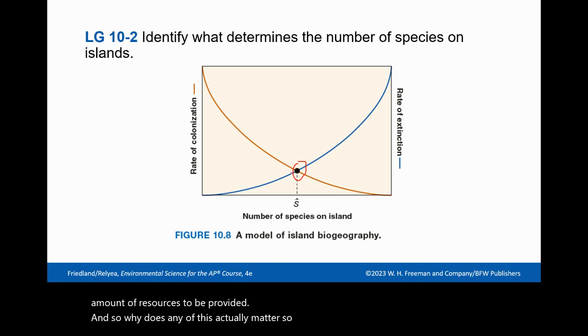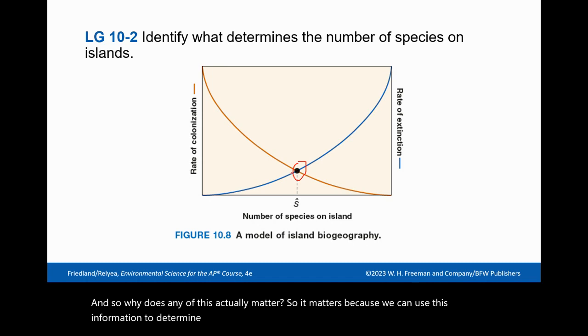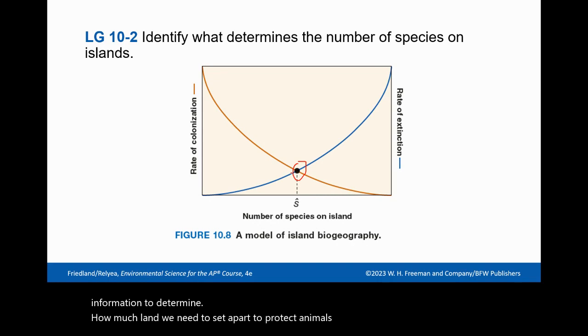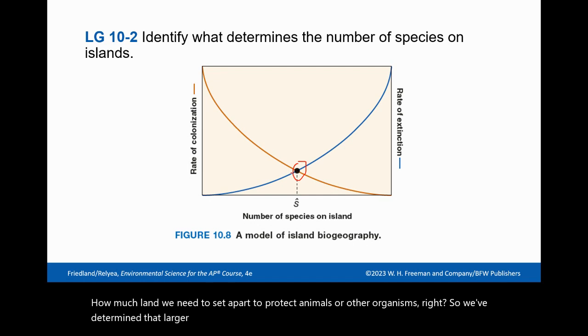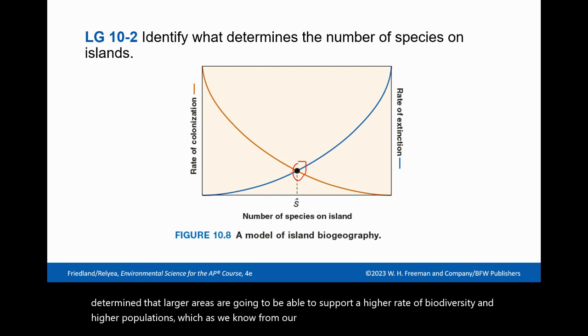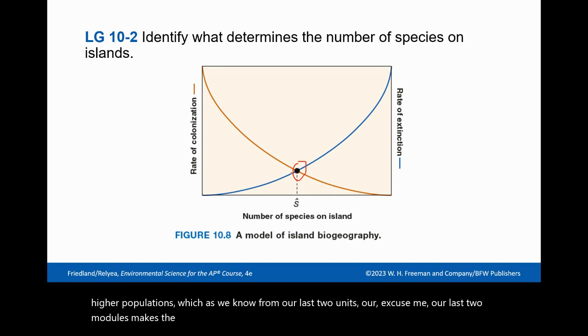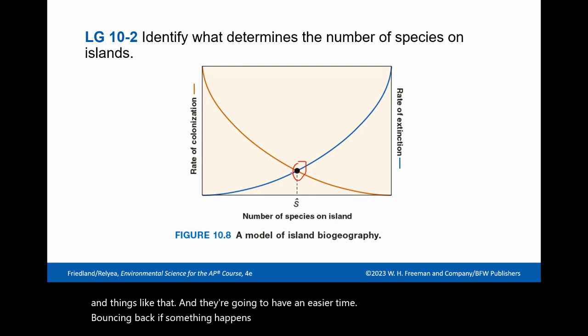It matters because we can use this information to determine how much land we need to set apart to protect animals or other organisms, right? So we've determined that larger areas are going to be able to support a higher rate of biodiversity and higher populations, which, as we know from our last two modules, makes the ecosystem better and more able to survive natural disasters or disease and things like that. And so they're going to have an easier time bouncing back if something happens or being able to resist it altogether.